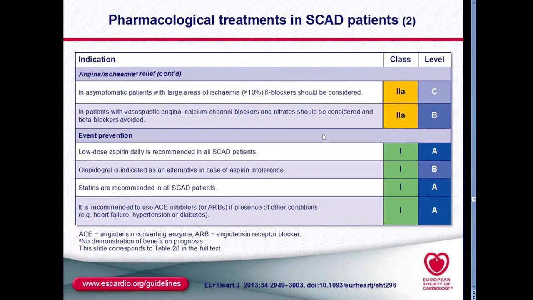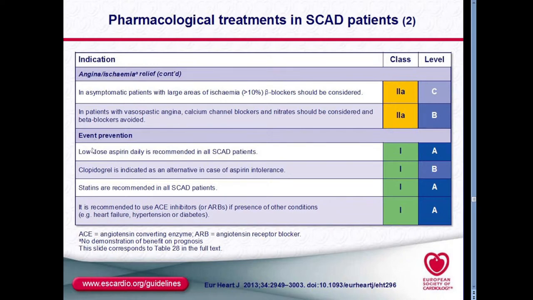The next, in asymptomatic patients with large areas of ischemia, beta blockage should be considered. And in patients with vasospastic angina, calcium channel blockage and nitrate should be considered and beta blockage avoided. By the way, you see here the Prinzmetal variant of vasospastic angina.